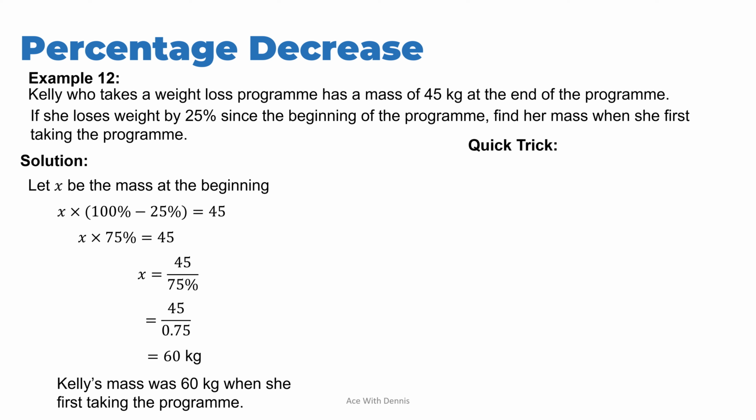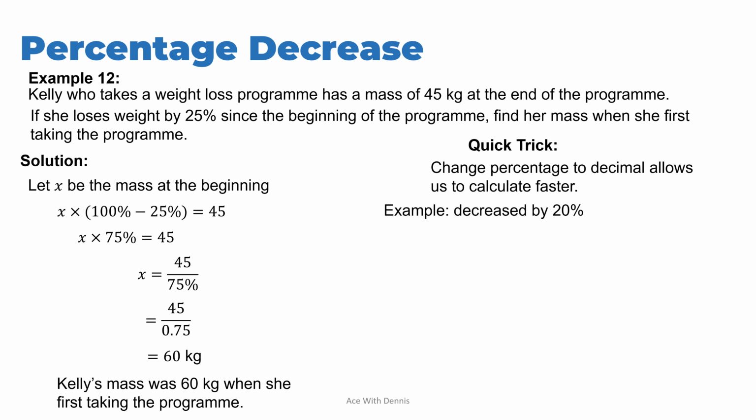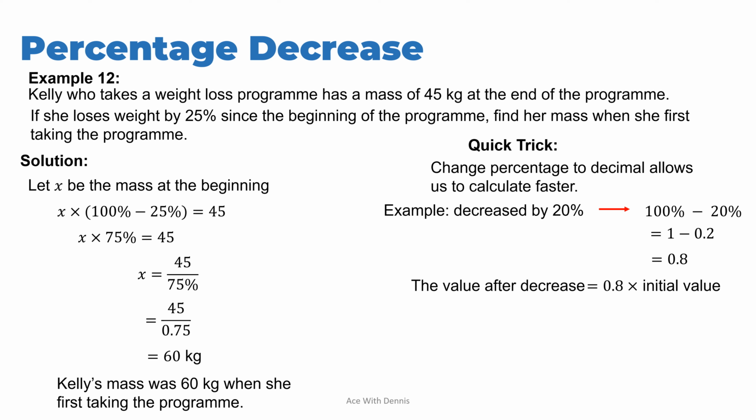So here's a quick trick, similar to percentage increase. We can change percentage to decimal, which allows us to calculate faster. Here's an example. It decreased by 20%, which means 100% minus 20%. So 100% is 1, 20% is 0.2, so it's 0.8. Hence, the value after decrease will be 0.8 times initial value. So take note, decreased by 20% becomes 0.8 times initial value.